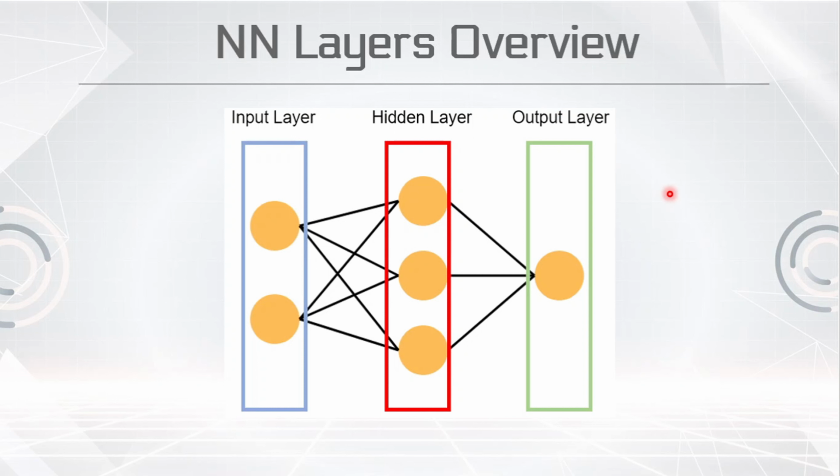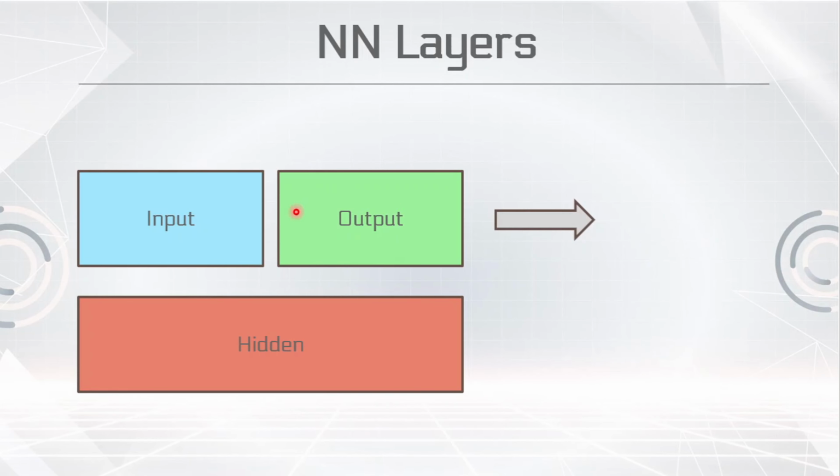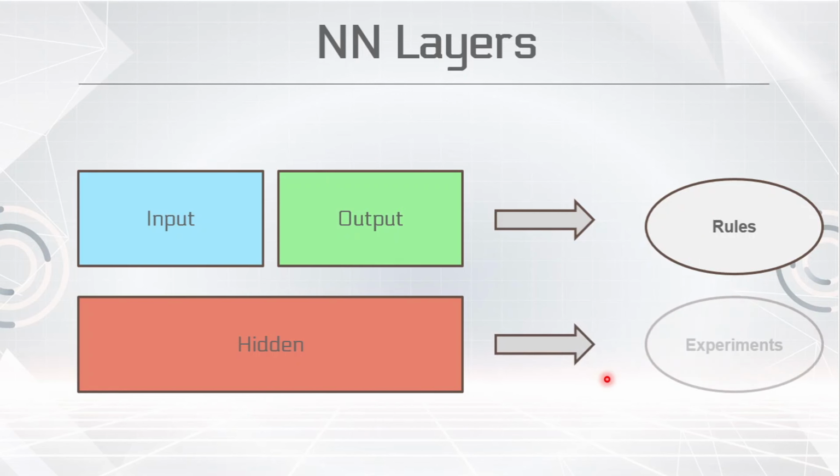Now let's dive into more details about each layer. Overall, input and output layers are based on certain rules, which we will talk about. But the hidden layers are based on experiments. You have to try different experiments to find the optimal number of hidden layers. But there are some guidelines which I will talk about at the end of the video.